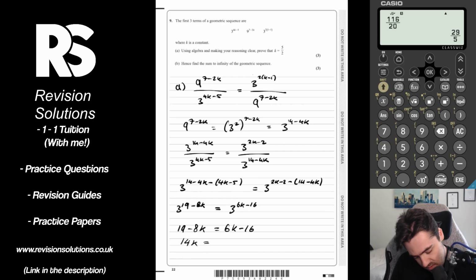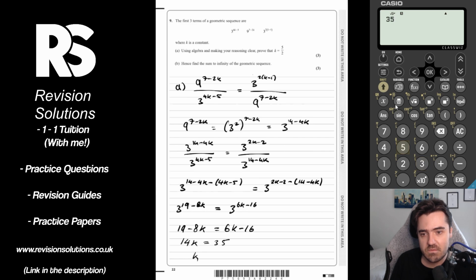And then moving the 16 to the left, that would be 29 plus the 6 is 35. Sorry, yeah, 35, and that does work. Let's just double check. 35 over 14, that is 5 over 2. Good. So k is 5 over 2. Excellent.